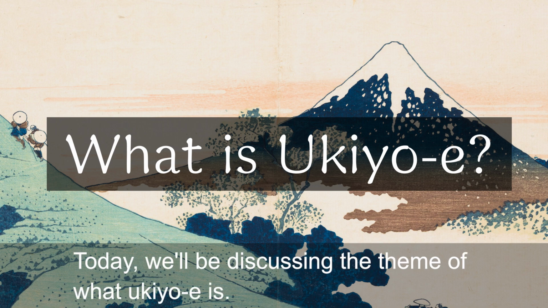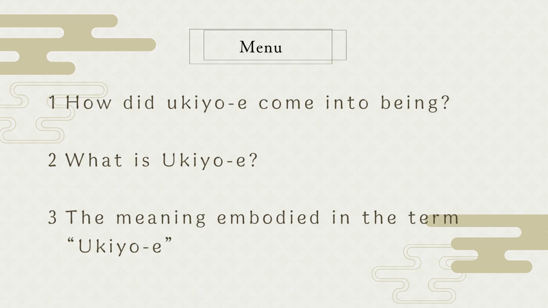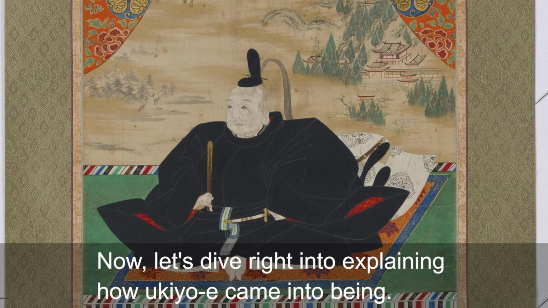Today, we'll be discussing the theme of what ukiyo-e is. Here is the outline. 1. How did ukiyo-e come into being? 2. What is ukiyo-e? 3. What meaning is contained within the term ukiyo-e? Now, let's dive right into explaining how ukiyo-e came into being.